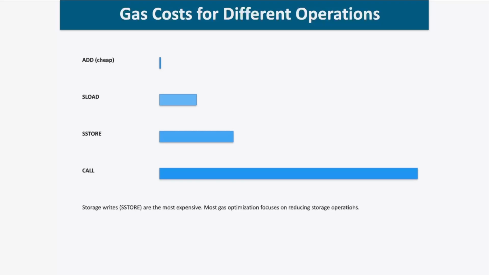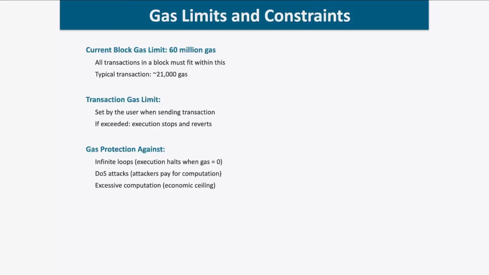This is deliberate. The EVM charges high prices for storage to prevent bloat. If storage were cheap, everyone would store everything on chain and the blockchain would become gigantic. By making storage expensive, the protocol incentivizes developers to use it only when necessary. Most gas optimization focuses on reducing storage operations. We've talked about gas per operation.